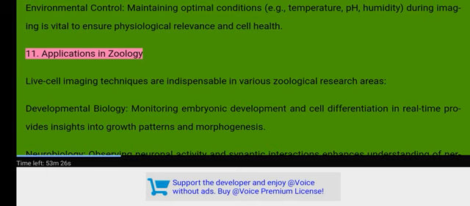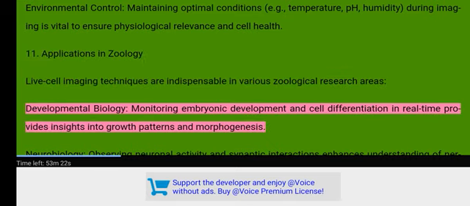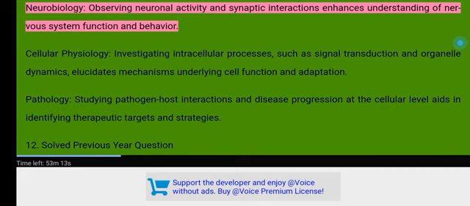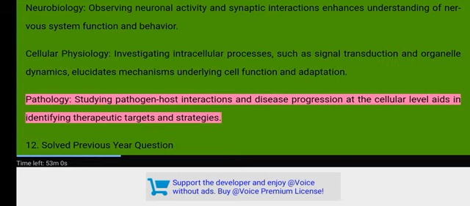11. Applications in zoology. Live cell imaging techniques are indispensable in various zoological research areas. Developmental biology. Monitoring embryonic development and cell differentiation in real time provides insights into growth patterns and morphogenesis. Neurobiology. Observing neuronal activity and synaptic interactions enhances understanding of nervous system function and behavior. Cellular physiology. Investigating intracellular processes, such as signal transduction and organelle dynamics, elucidates mechanisms underlying cell function and adaptation. Pathology. Studying pathogen-host interactions and disease progression at the cellular level aids in identifying therapeutic targets and strategies.